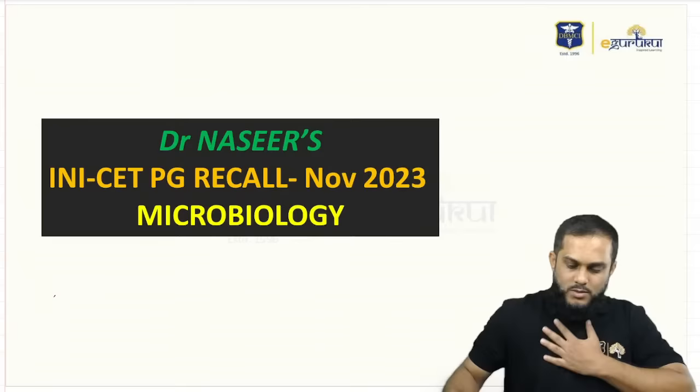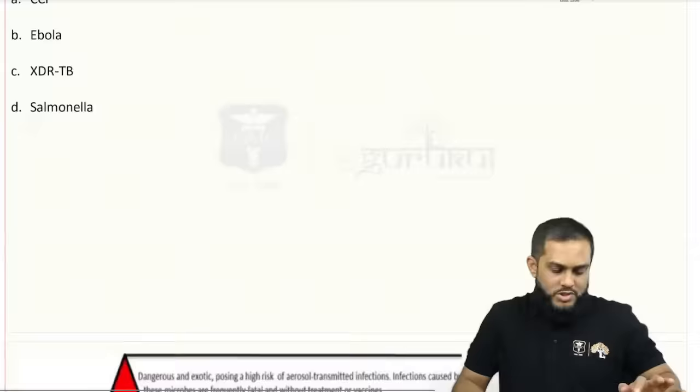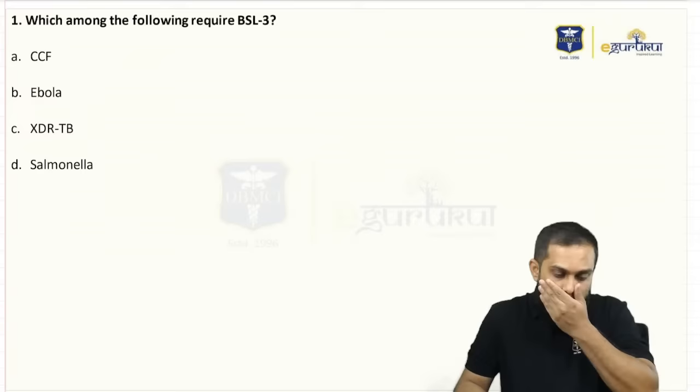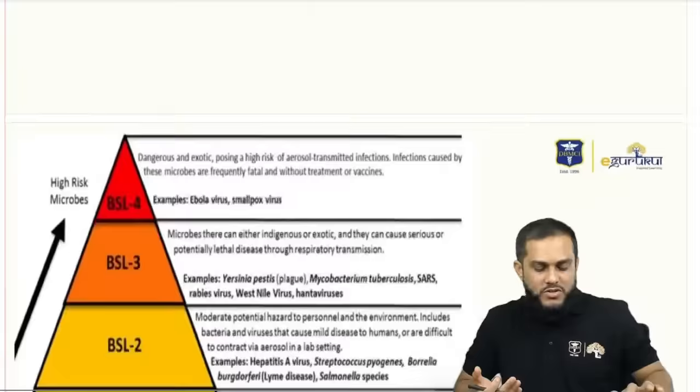Okay, everybody. So let's move on to the question number first. What you have recollected? Sir, which among the following require BSL3? BSL3 means biosafety level 3. For that, we need to know the biosafety levels. Sir, we have 4 biosafety levels, 1, 2, 3, 4.